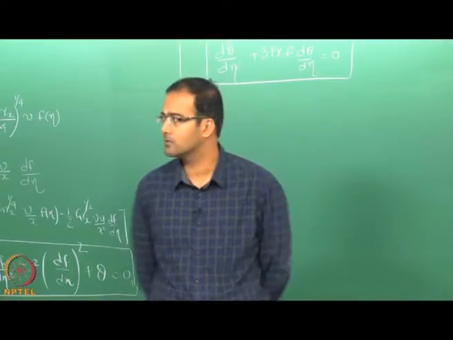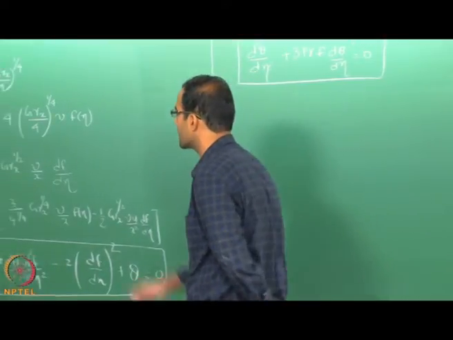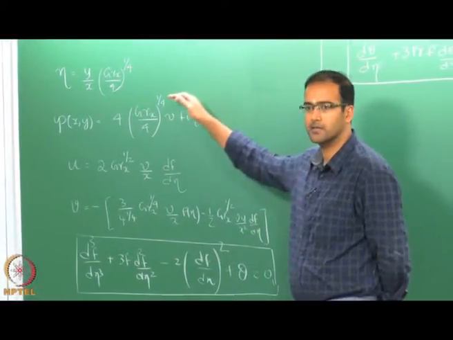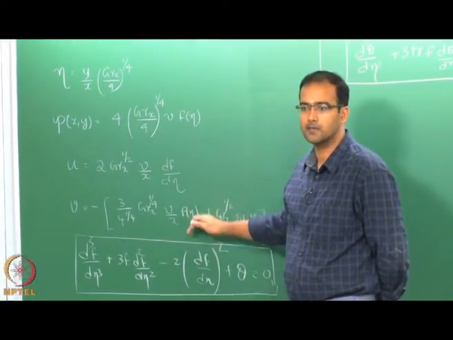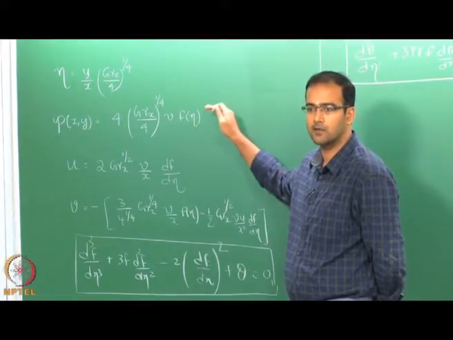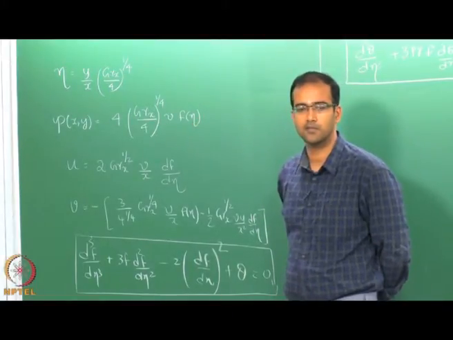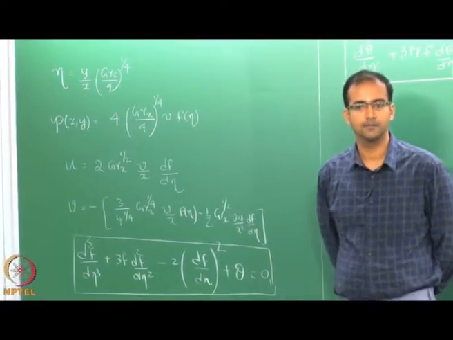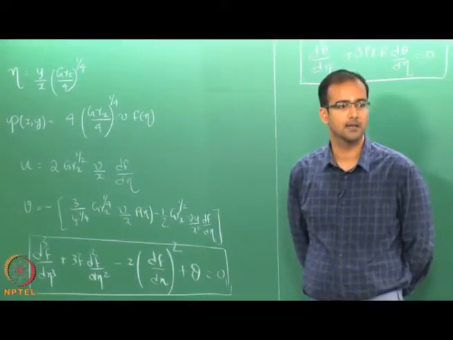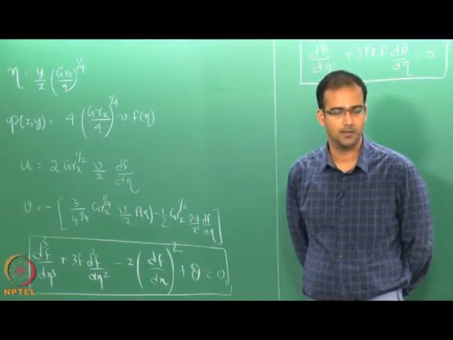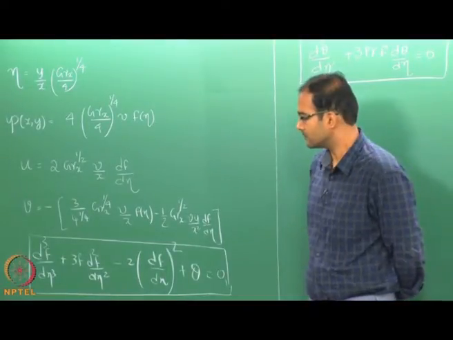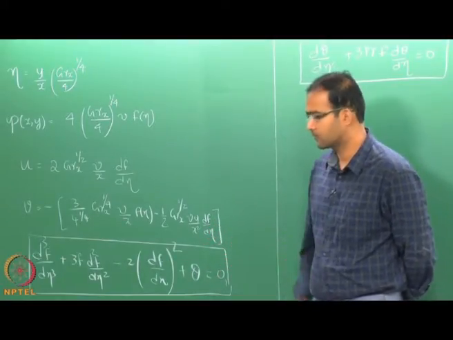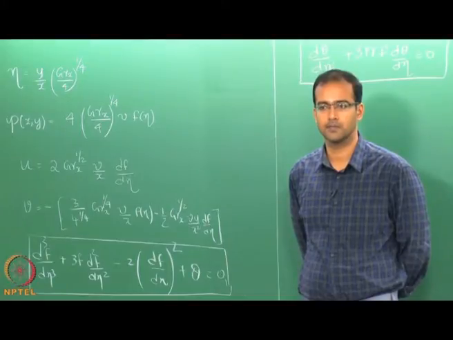Accordingly, Polhausen chose the similarity variable something like this, and then we proceed in the same lines as we derived the Blasius equations, starting from the stream function definition and then substituting this to find the u velocity, v velocity, and also the gradients of all the velocity components. And then finally, when we substitute into the momentum equation, we end up with the following similarity equation.